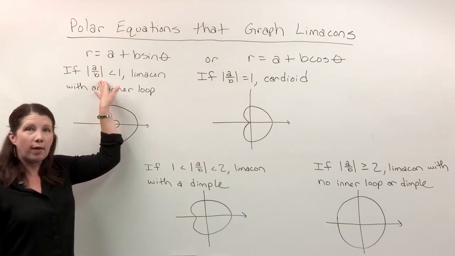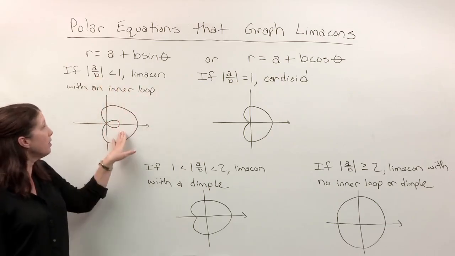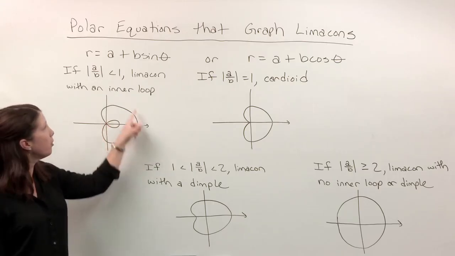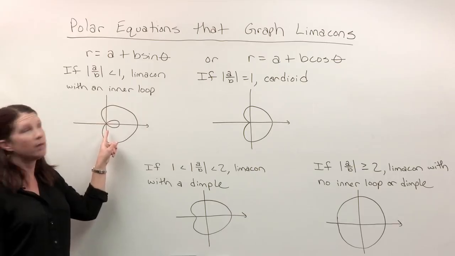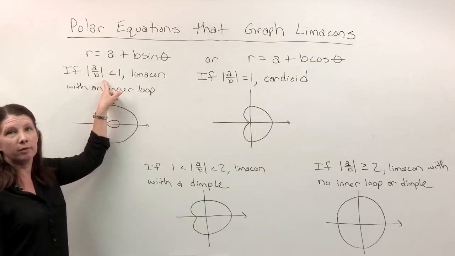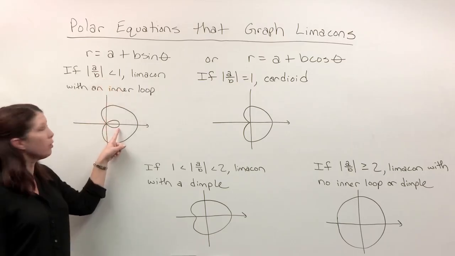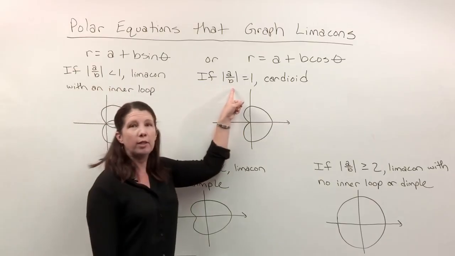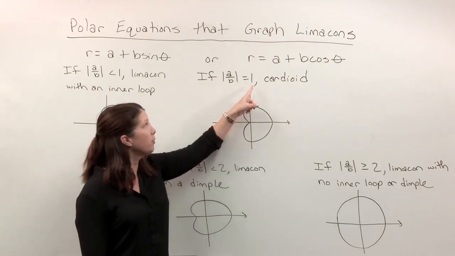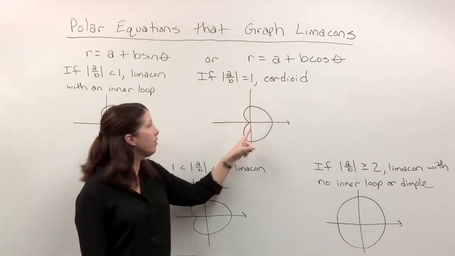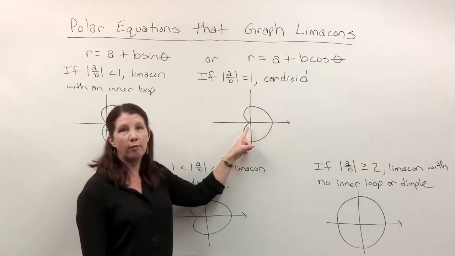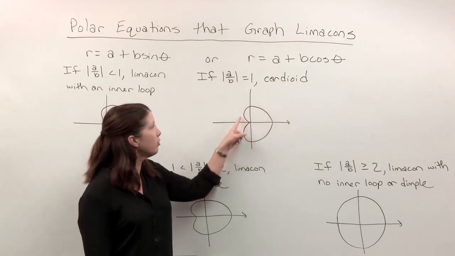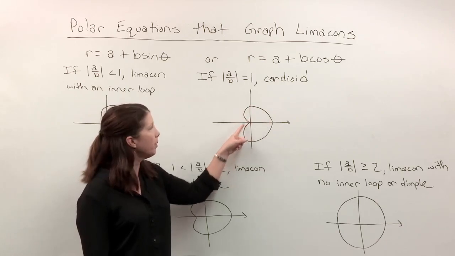If the absolute value of a over b is less than 1, then the limacon will have an inner loop. So it will have both an inner loop and then this larger outer loop. As this ratio increases towards the value of 1, the inner loop will become smaller and smaller. If the ratio of a over b has an absolute value that is exactly equal to 1, then the inner loop disappears and the graph forms what is called a cardioid. And instead of having an inner loop, it has this sharp turn or cusp in the graph.